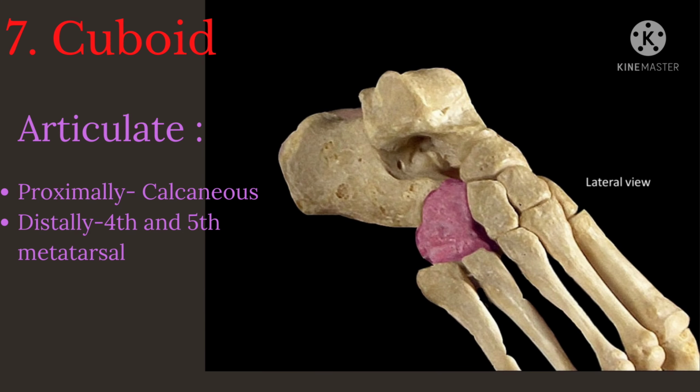Now this is the last tarsal bone, that is the cuboid bone. The cuboid bone has articulations proximally and distally. Proximally it is attached to the calcaneus, and distally it is attached to the 4th and 5th metatarsals. As you can see in the diagram, the calcaneus bone is attached to this cuboid bone, and distally it is attached to the last two metatarsal bones, the 4th and the 5th. So we have studied the 7 tarsal bones, and this is the list of the 7 tarsal bones.